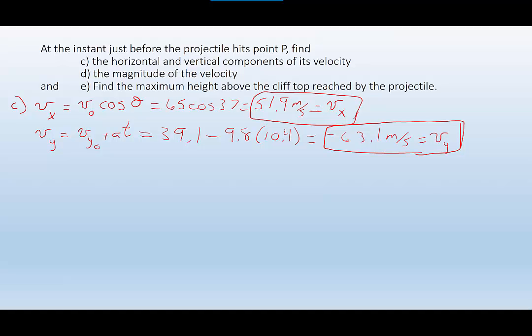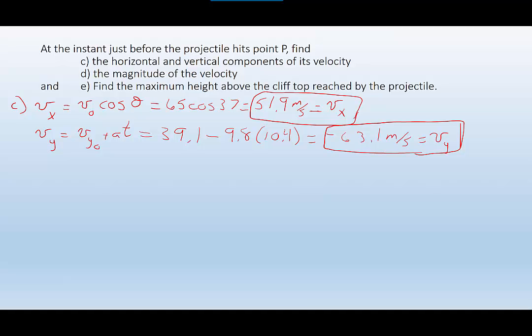Remember, the velocity in the y direction is negative because it's falling now at this point. So Vx is a constant 51.9 meters per second. Vy has changed from being a positive 39.1 meters per second to being a negative 63.1 meters per second.